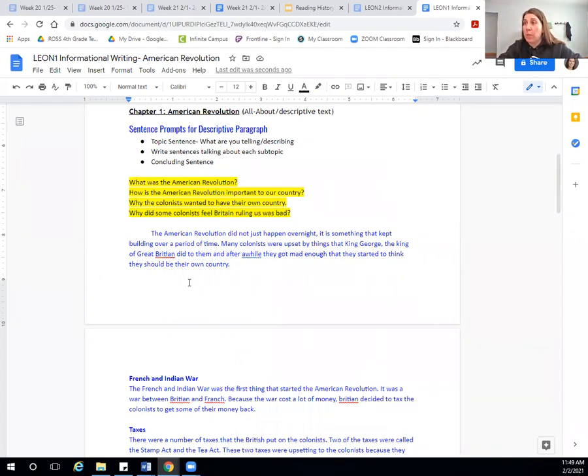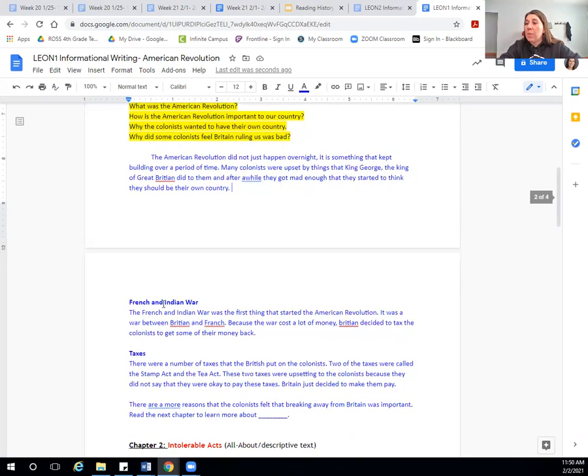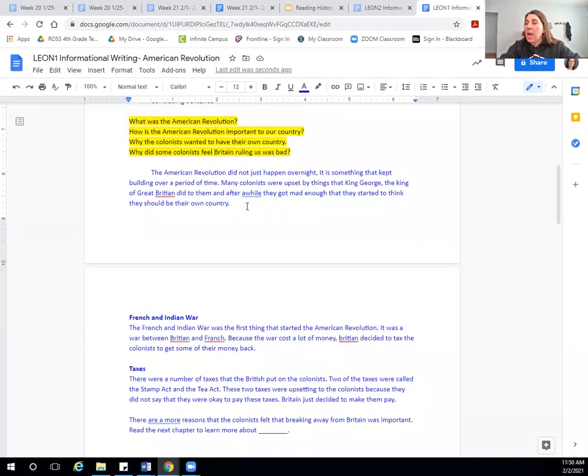For example, what was the American Revolution? I believe that I started to answer that right here. The American Revolution didn't just happen overnight. It's something that kept building. Colonists were upset by things that King George, the King of Great Britain, did to them. And after a while, they got mad enough that they started to think that they should have their own country. Okay, I wrote that, but then I'm seeing that I have these subtopics about the French and Indian War and the taxes. So I'm not saying how it's important to our country. I did not answer that question.